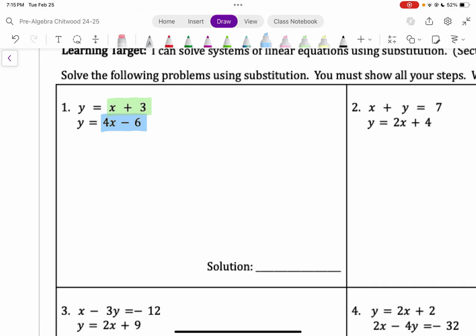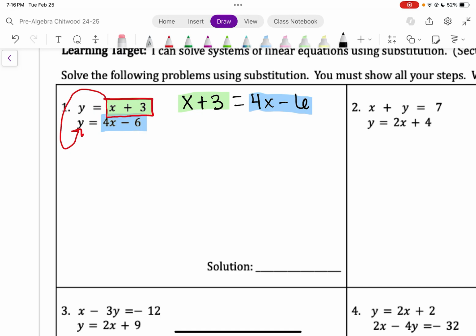Another way to think of it is just normal substitution. I could take this and plug it in here. You're plugging in what y is to y in the other equation. So I would write that as x plus 3 equals 4x minus 6. And I'll keep the highlight so you can see where it went.